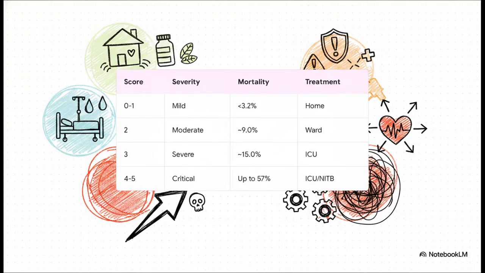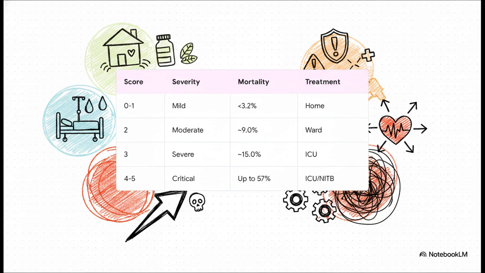Let's look at the ultimate clinical matrix. Let's tally it up. A score of 0 or 1: the 30-day mortality risk is really low, under 3.2%. You can comfortably treat that patient at home with oral macrolides. A score of 2 bumps the risk up to about 9%, so they definitely need hospital admission to a standard ward for observation and IV antibiotics.